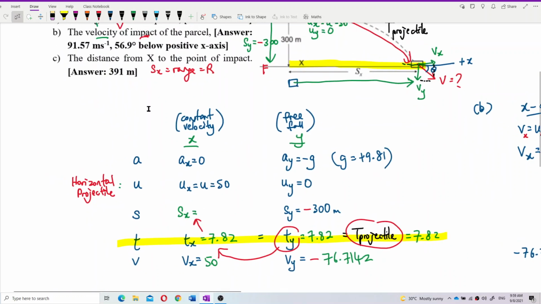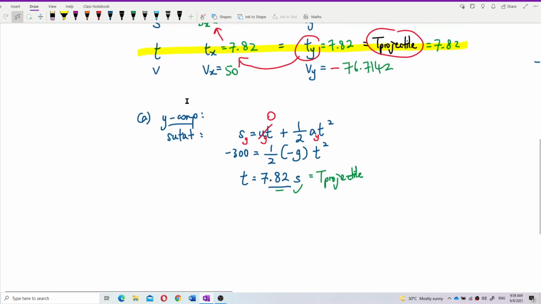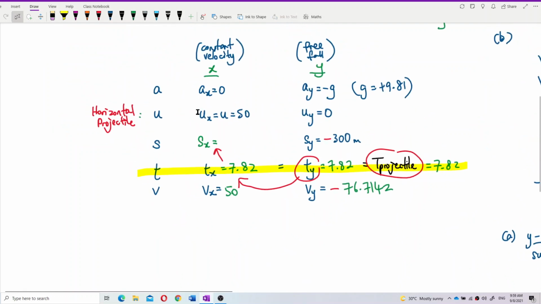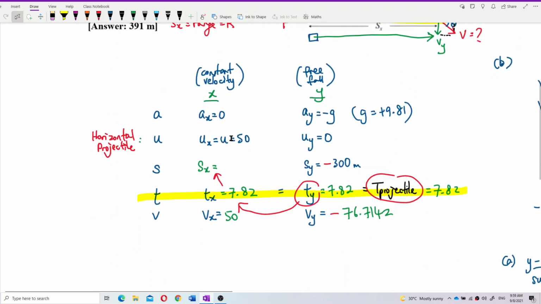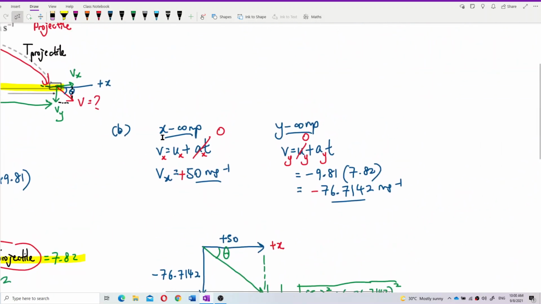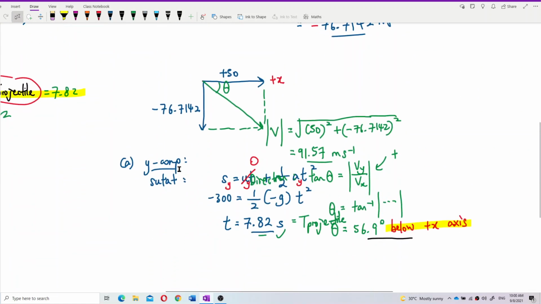So now let's look at question C. I just drag this a little bit over here. Now I want to do question C. I want to find Sx, the range. So how to find Sx? We use the x component for this one. You see, we always do by components. We do x component, we do y component, separately. We don't do combine.